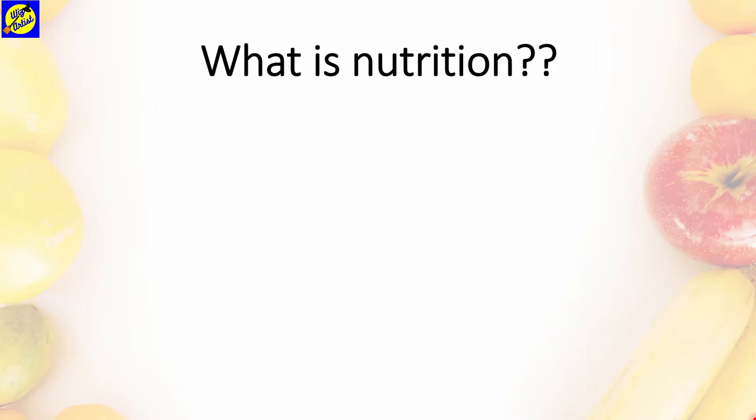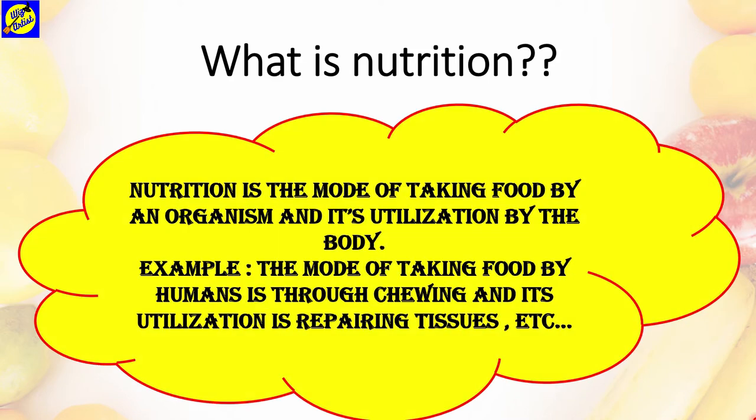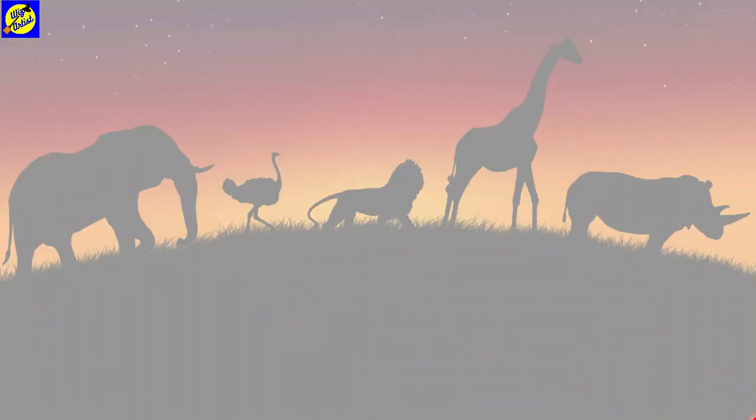Now, listening to the name of this chapter, Nutrition in Plants, you might have a question: what is nutrition? Here is the answer. Nutrition is the mode of taking food by an organism and its utilization by the body. It means how an organism takes food and how its body uses that food. Here's an example of humans. We take food by chewing, like we put it in our mouth and chew it. And how do we use it? We use it for repairing tissues and for other things like giving us energy, growth, etc. I hope you are clear about nutrition.